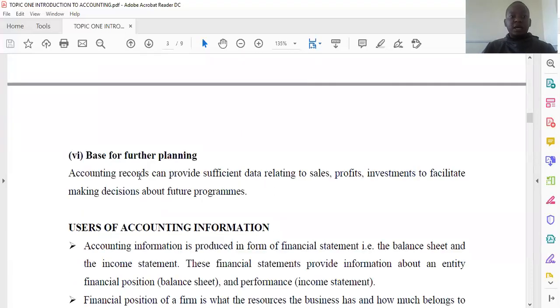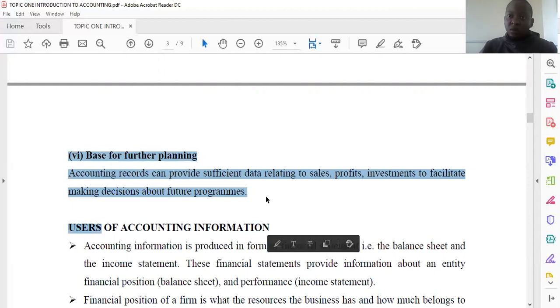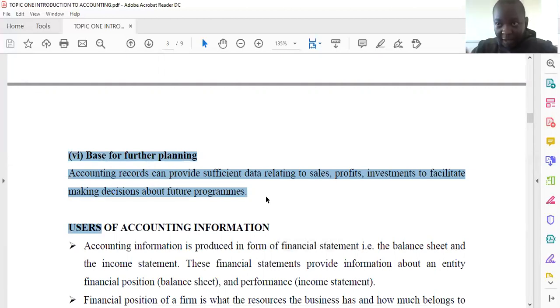Then accounting can also be used as a base for further planning. So as managers, I know you are educators, but you'll be managers, God willing. Another function of a manager is planning, to set objectives to achieve. So by the end of the year, I want to have achieved this. Organizations also have goals to achieve. Businesses will have that goal of profit maximization. We want to maximize our profits. So how do we set these goals of profitability?